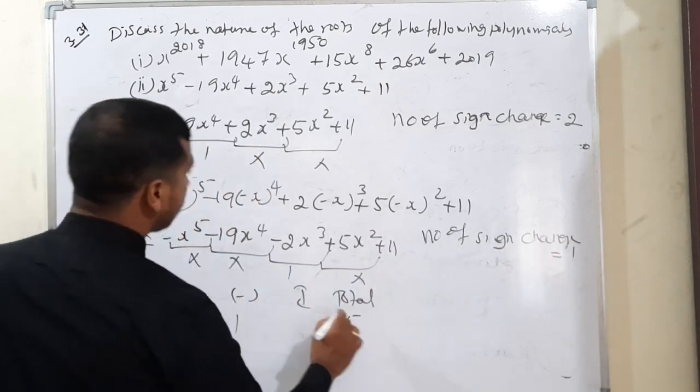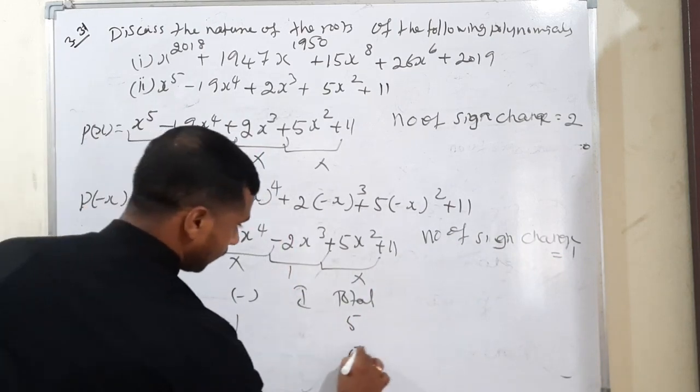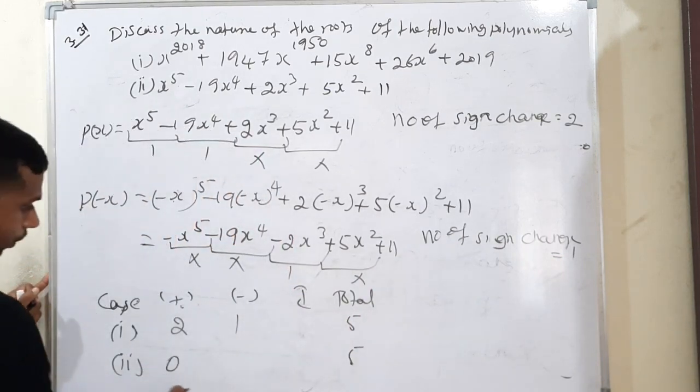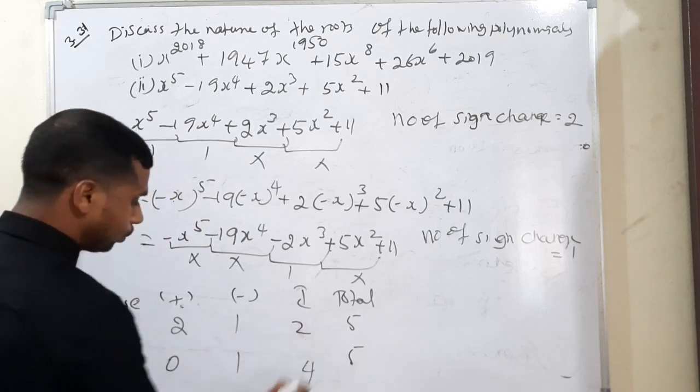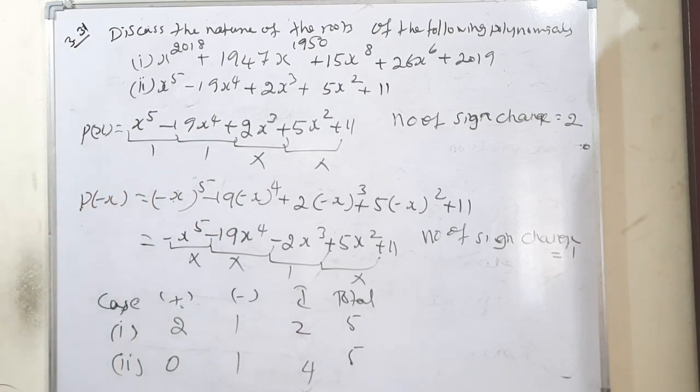So definitely total highest power 5 is there. So in the second case also the total is 5, which means 0 and 1 are possible. So in the second case 4 imaginary roots, first case 2. So which one is suitable? We can check it. What are the possible cases? Actually x to the power 5 minus 19x to the power 4.